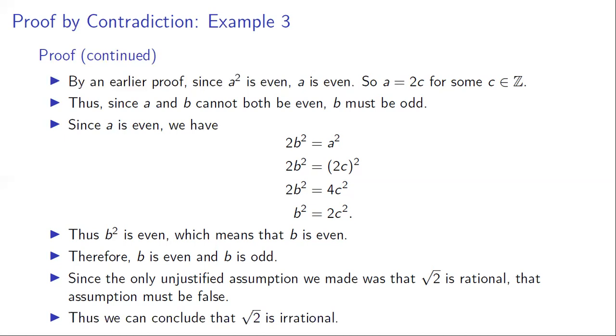Thus, we can conclude that the square root of 2 is irrational, which is what we wanted to prove in the proposition. That's the end of proof by contradiction.